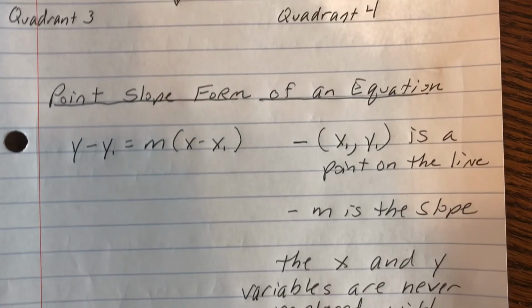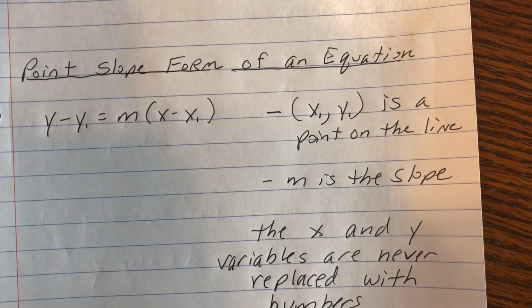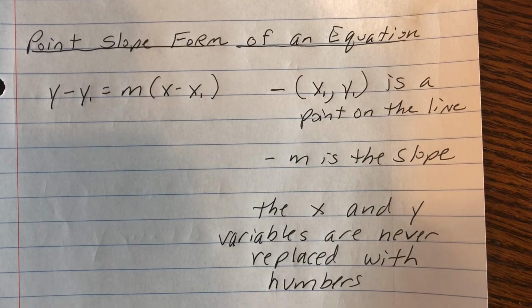Then finally, I write down another form of the equation of a line that you're going to be familiar with, and that's what we call the point-slope form. That form looks like this: y - y1 = m(x - x1). Again, the x1 and y1 are the point on the line. You'll have a number for x1 and a number for y1. M is your slope, and the x and the y in that equation are variables that you never replace with numbers. You just simply leave those in your formula there, all right?